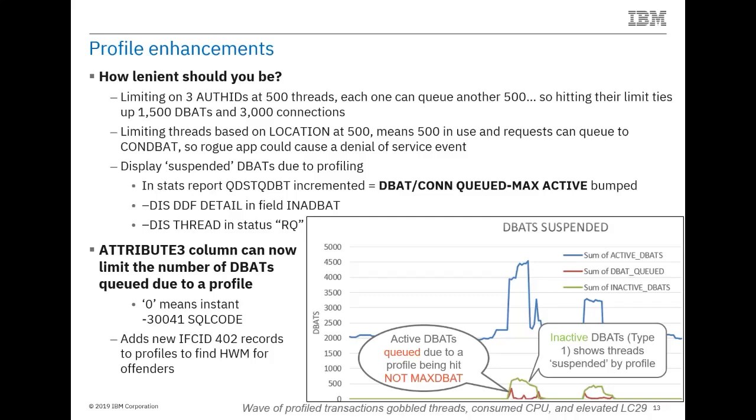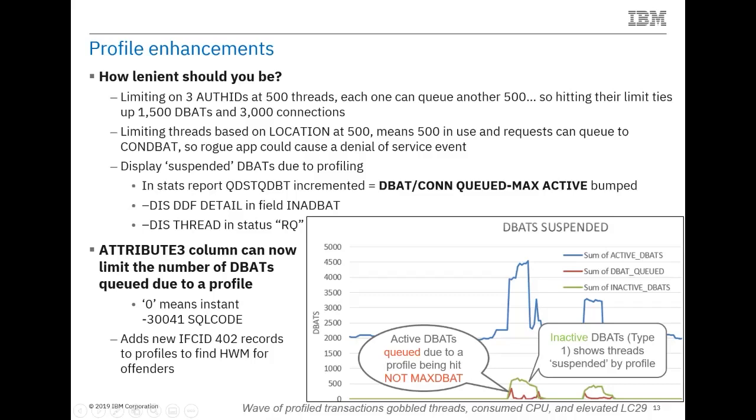So that's why I've got this graph down to the right-hand side. So I've got DBAT queued is actually caused because the profile is hit, and then the inactive DBATs, which is also in stats, is going to be incremented by the number of threads that are suspended waiting to get in. But then if you have alerts set up against hitting max DBAT and these counters being incremented, you're going to want to go back and reassess those so that you also include the fact that it could be incremented by a monitor.